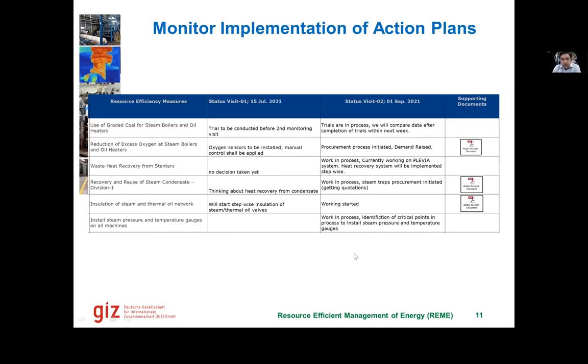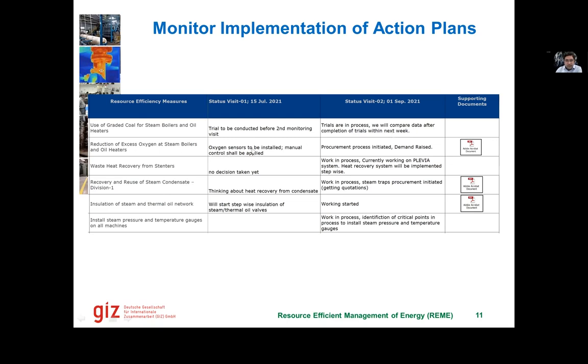And then, for example, we could use our action plan. What were the actions identified? And then in each visit, what was their status in that visit? For example, they had to conduct trials of using graded coal in steam boilers and oil heaters. Earlier, they were using coal which had mixed grades, ranging from 0 mm up to 50 mm. We requested them to do a grading of coal, at least divide it into 2 or 3 different segments, and then try to use these in boilers using different settings. And in the next visit, we saw that the trials were in progress and they would compare the data.